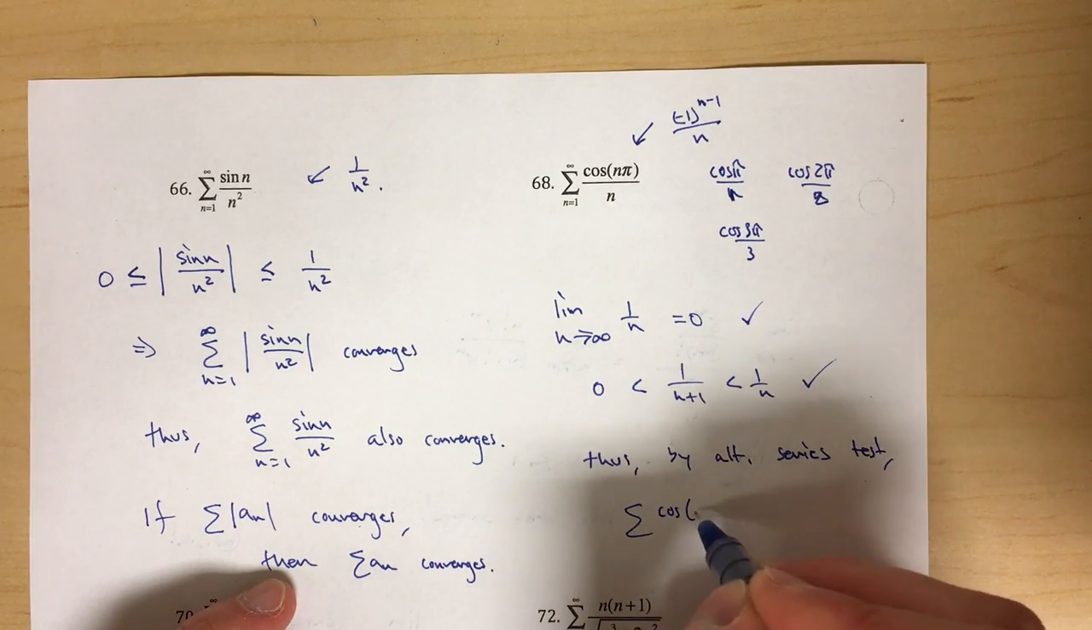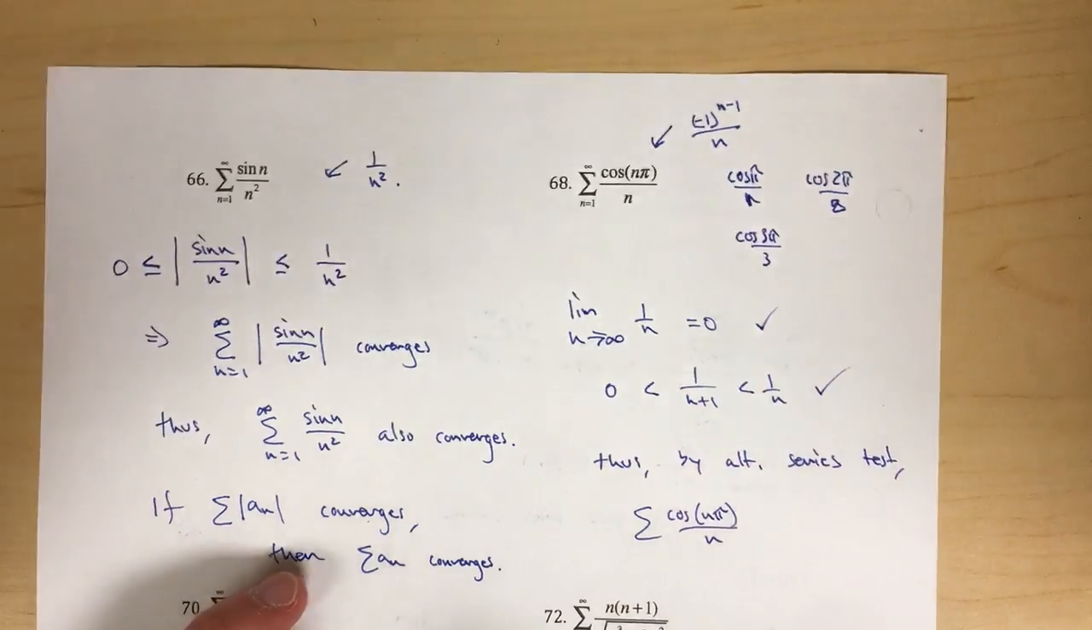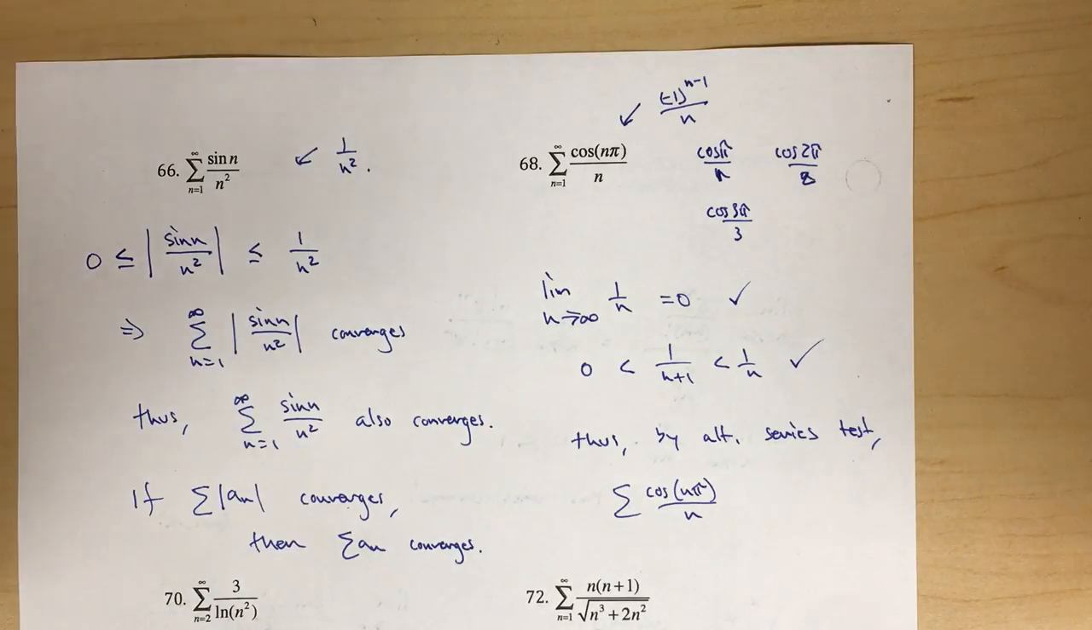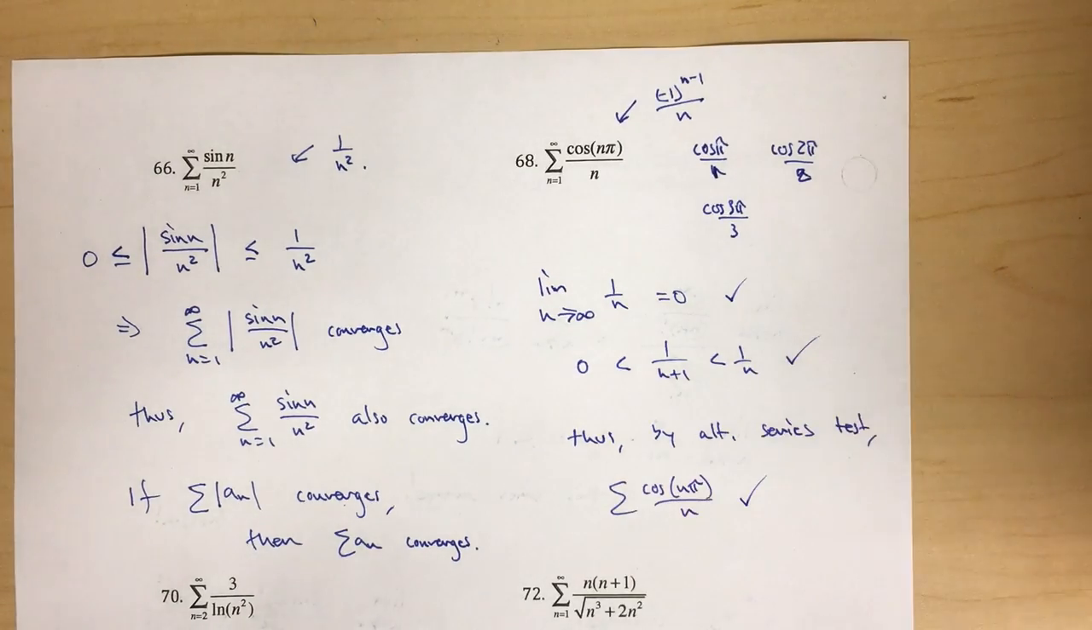this thing converges. So the interesting thing about having n pi is that when you plug in those different integers, this really just becomes 1 and -1, and it's an alternating series. Cool.